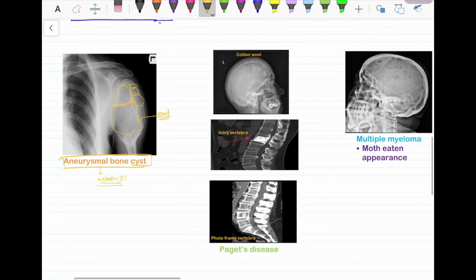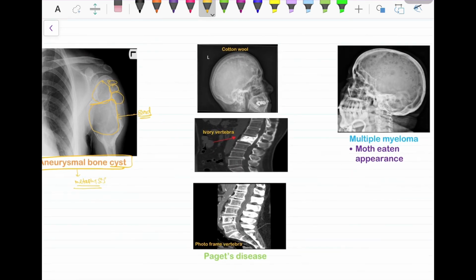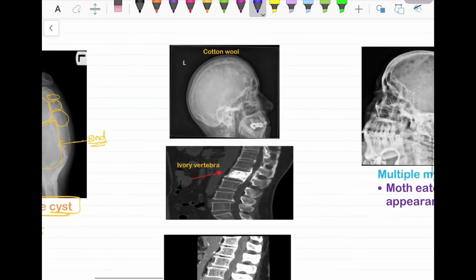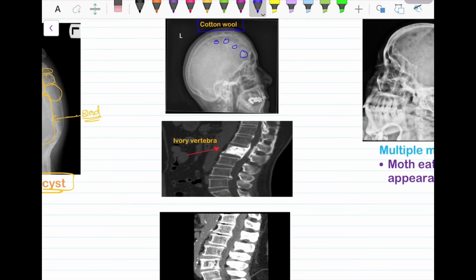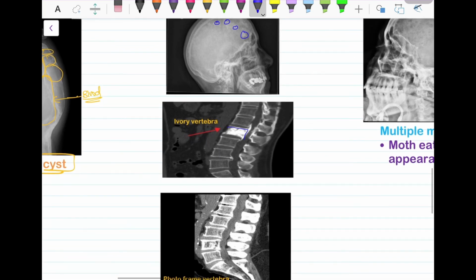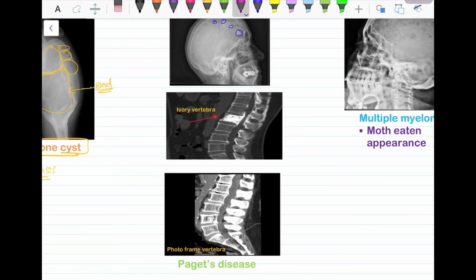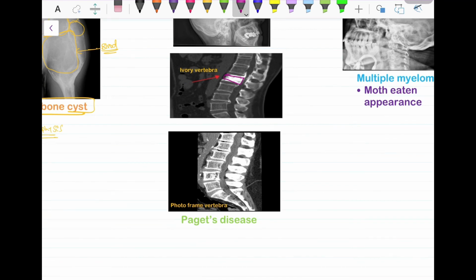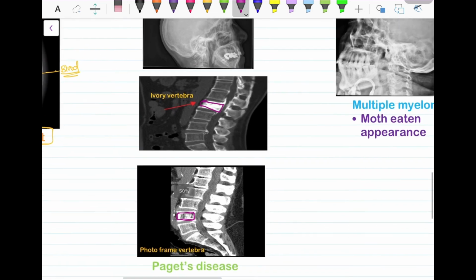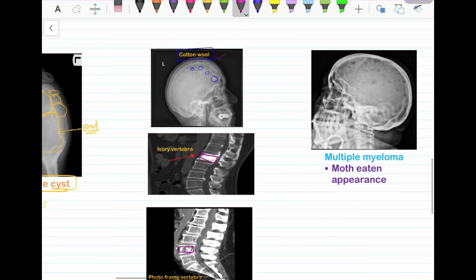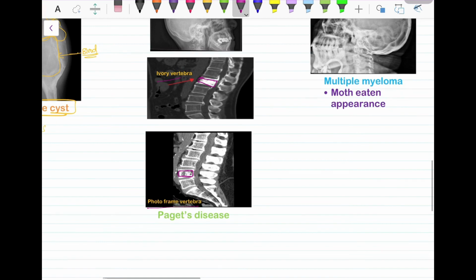Next is Paget's disease. In Paget's disease, there is appearance of cotton wool. So cotton wool appearance in the skull. Then ivory vertebra, that is the excessive opacity of the vertebra, and photoframe vertebra. So this is the photoframe vertebra. These are the features in Paget's disease: cotton wool, ivory vertebra, and photoframe vertebra.